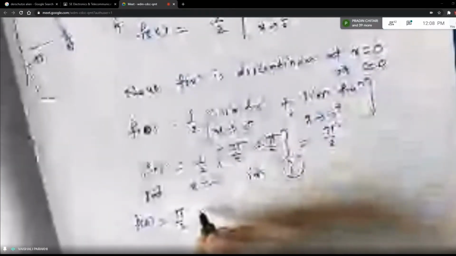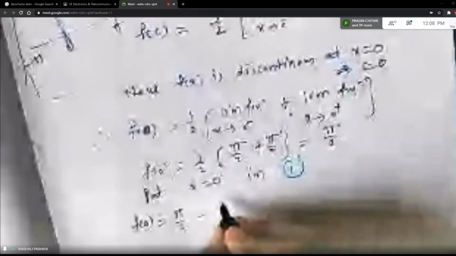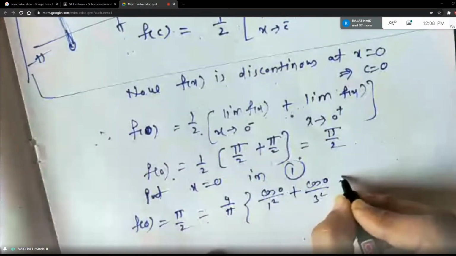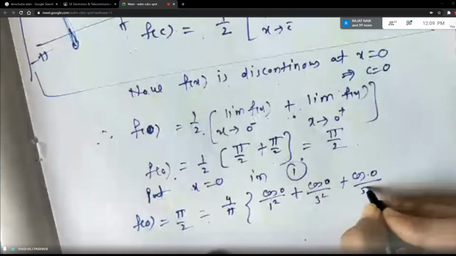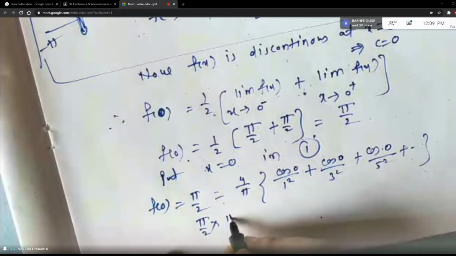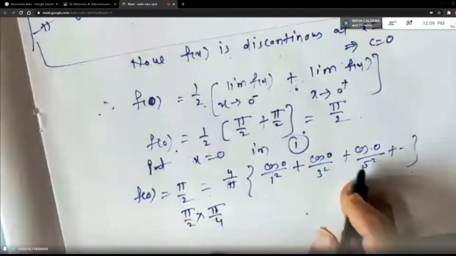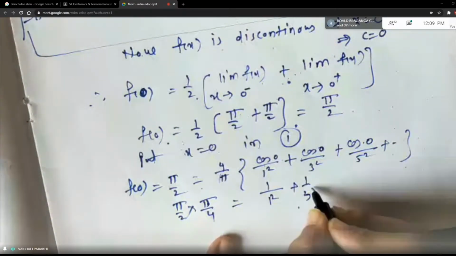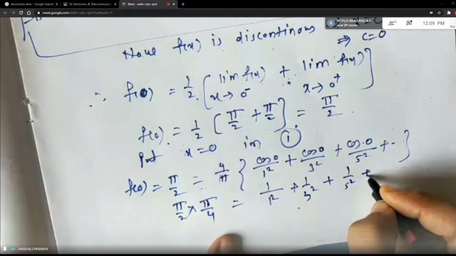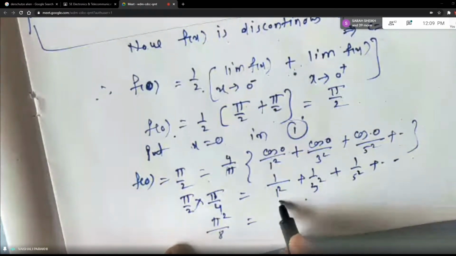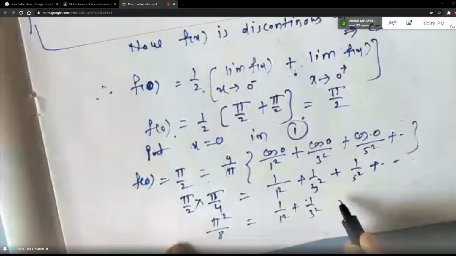And on the right hand side, wherever there is x, you put 0. So pi by 4 into cos of 0 by 1 square plus cos of 3 into 0 by 3 square plus cos of 5 into 0 by 5 square, and so on, right? So pi by 2 is pi by 4 into, cos of 0 is 1, so 1 by 1 square, 1 by 3 square, 1 by 5 square, and so on. And isn't it pi square by 8? And this is the series which was asked to prove.